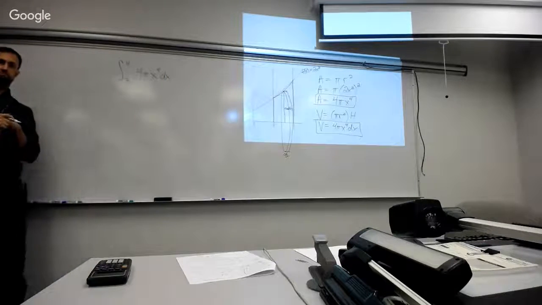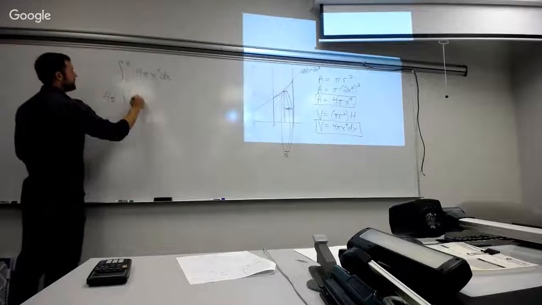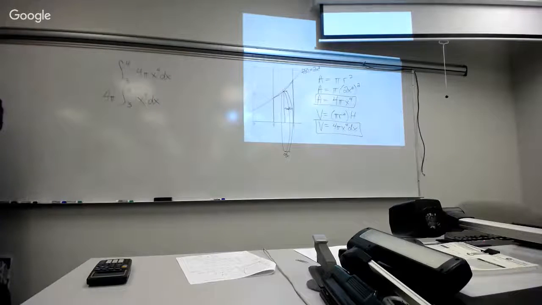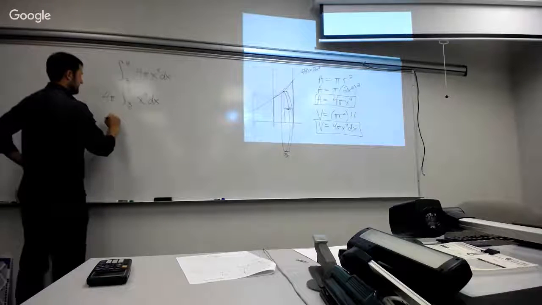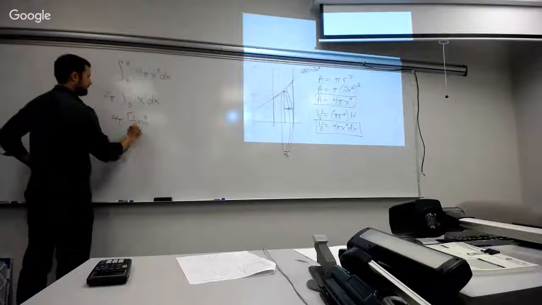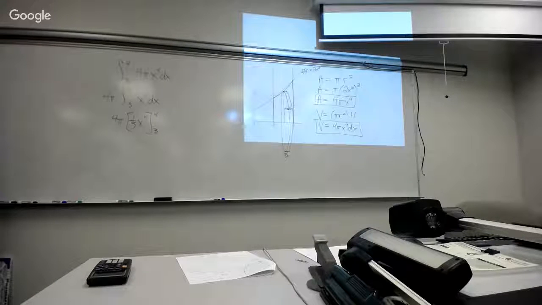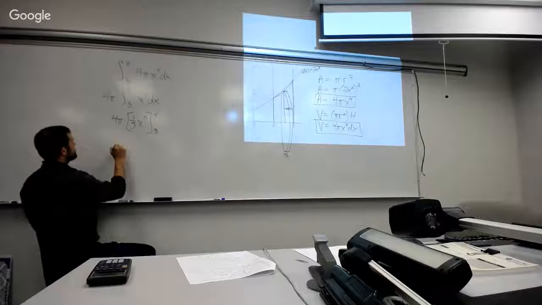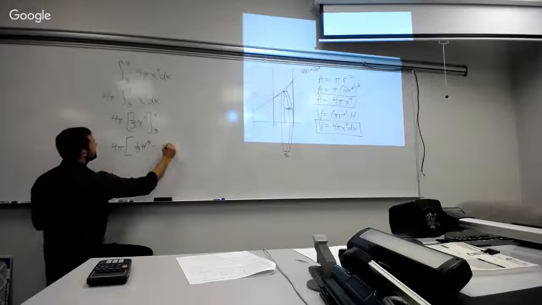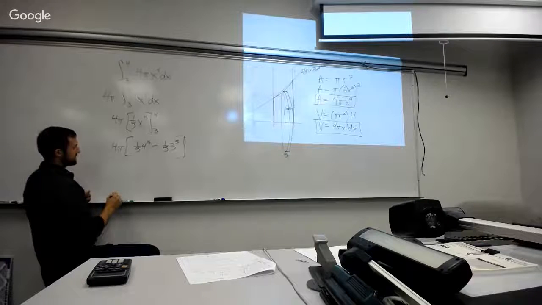Then bring up the 4 pi, from 3 to 4 of x to the 4th dx. And then the antiderivative by the power rule of x to the 4th? 1/5 of x to the 5th. Yeah, we add 1, so that's x to the 5th. Divide by the resulting number, that's 1/5. And we're going to go from 3 to 4. So leaving the 4 pi out front, that would be 1/5 of 4 to the 5th minus 1/5 of 3 to the 5th. Plugging in the 4 and then the 3 and then subtracting.